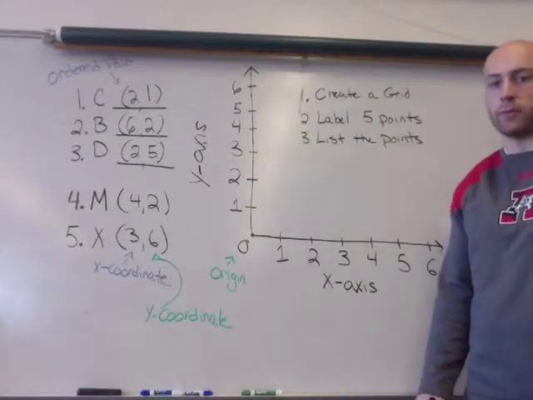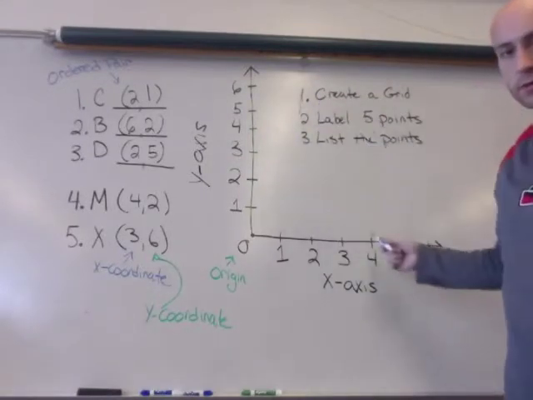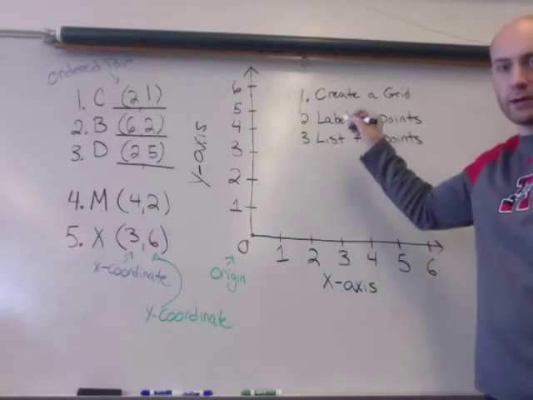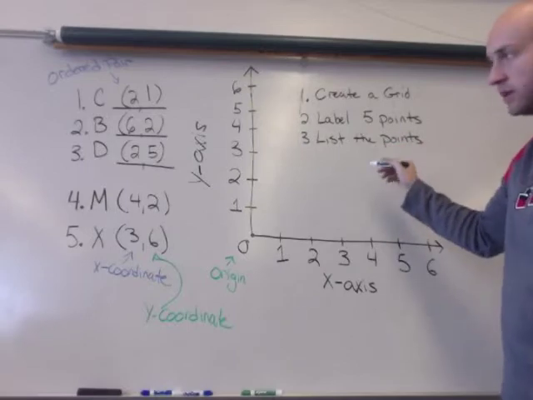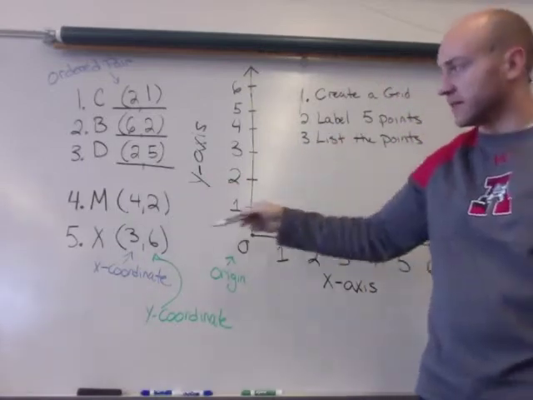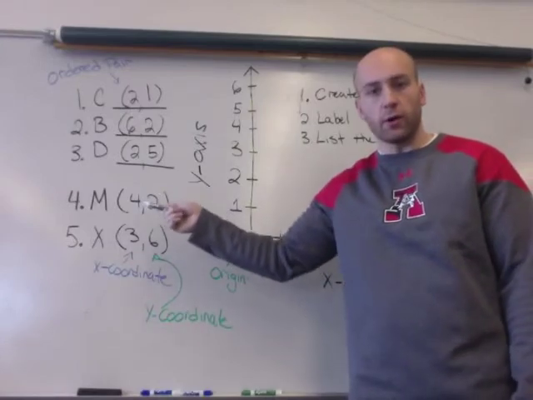Here's your extra credit problem. I want you to create a grid just like this. And then I want you to label 5 points, so they can be any location that you'd like. And then I want you to list the points, kind of like this. So if you have your 5 points, list them with their coordinate pairs.